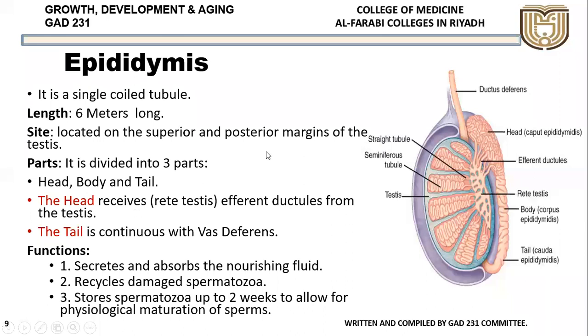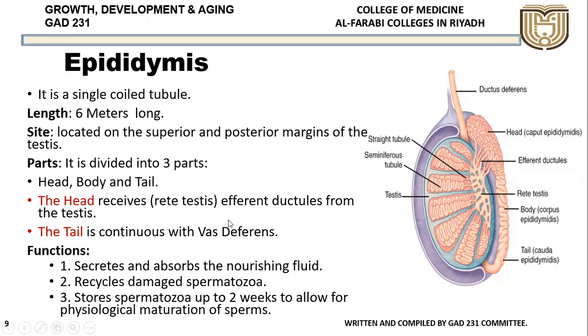Coming to the parts of the epididymis, it has three parts. One is called the head, or also called the caput. Caput means head. Then we have the body, corpus. Corpus is also called the body or the corpus epididymis. Then this is called the tail. Tail is also called cauda epididymis. Okay, so it has three parts: the head, body, and the tail.